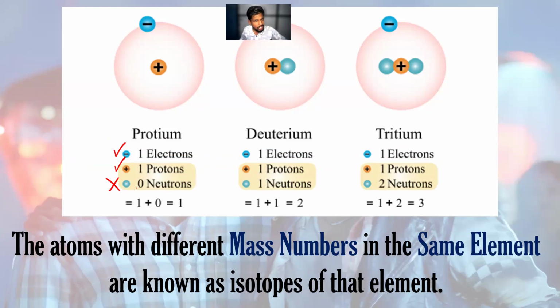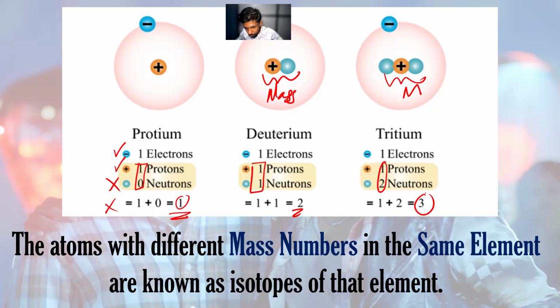You may ask, sir, what do you mean by mass number? Mass number means proton plus neutron. So 1 plus 0, that is 1. Here we have a different mass number, because proton plus neutron is the mass number. So here it is 3. Protons are same, electrons are same, neutrons and mass number differ. Did you get that idea?